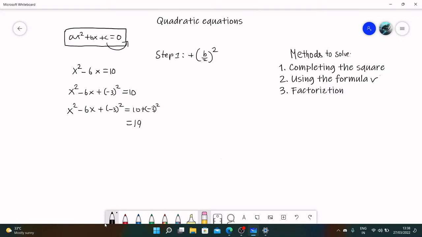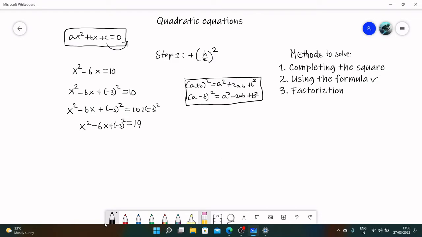And then at this stage, we need to look at something else. Plus (minus 3) squared. You need to look at two identities: (a plus b) squared equals a squared plus 2ab plus b squared, and on the other hand, (a minus b) squared is a squared minus 2ab plus b squared. Basically, you want to factor this type into this.